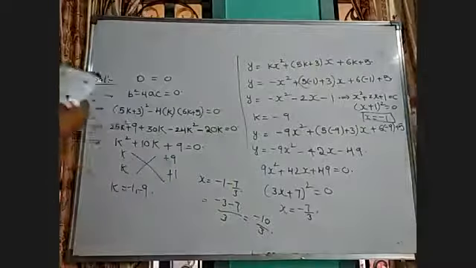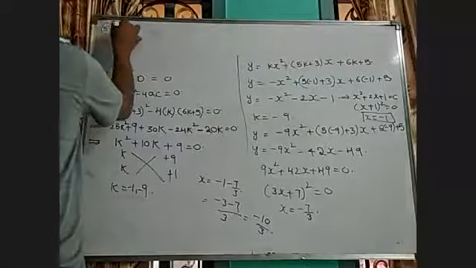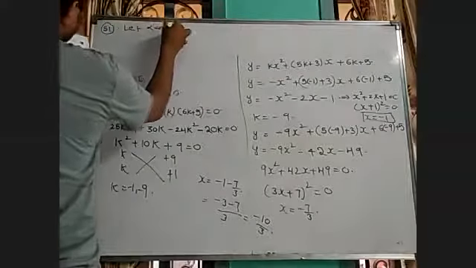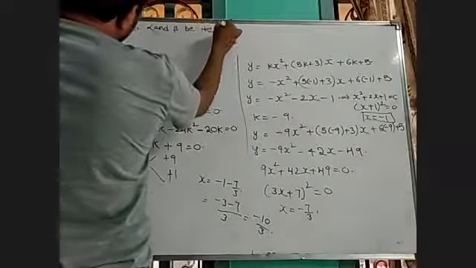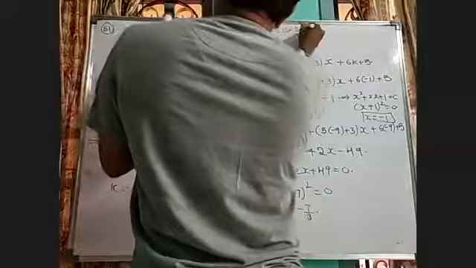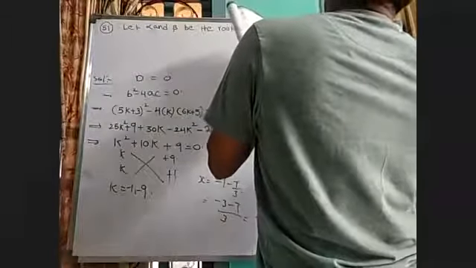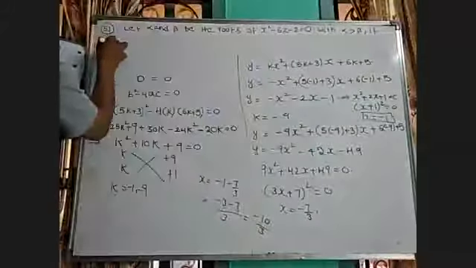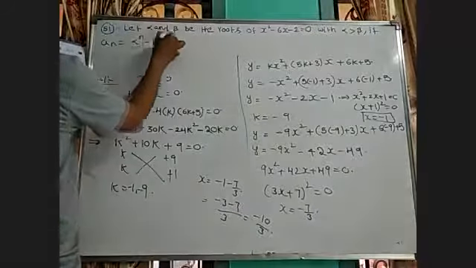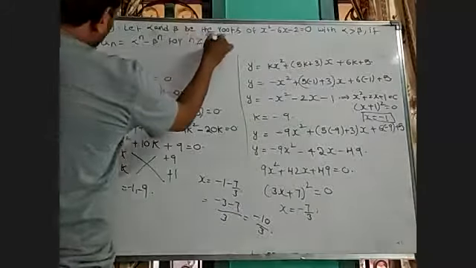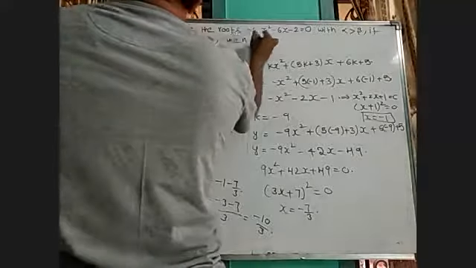Next question, sir, question number 51. Let alpha and beta be the roots of x square minus 6x minus 2 equals 0, with alpha greater than beta. If an equals alpha power n minus beta power n for n greater than or equal to 1, then the value of (a10 minus 2a8) by 2a9 is.